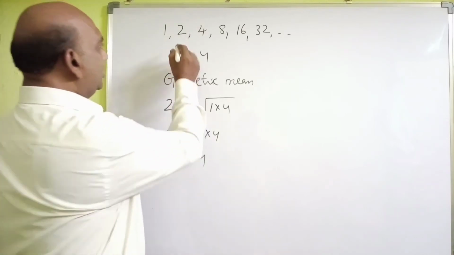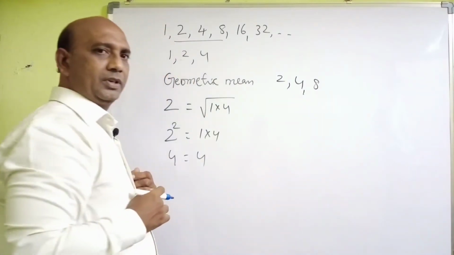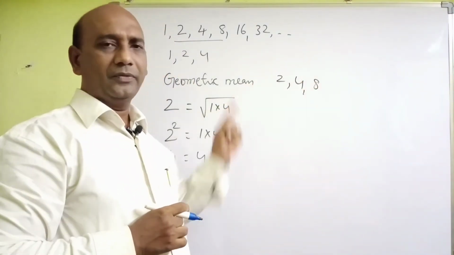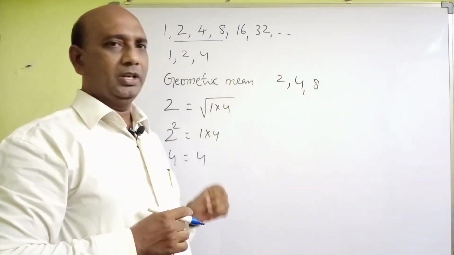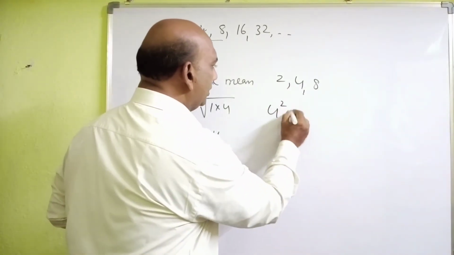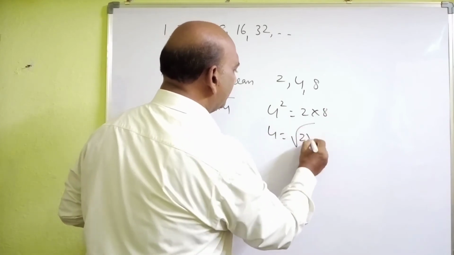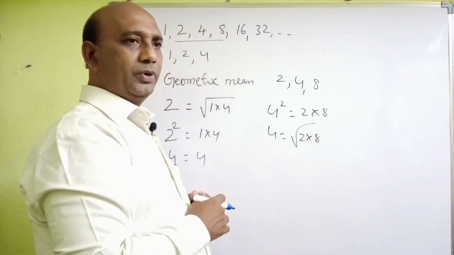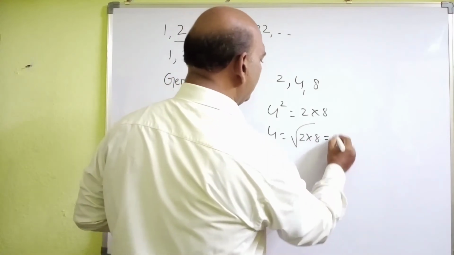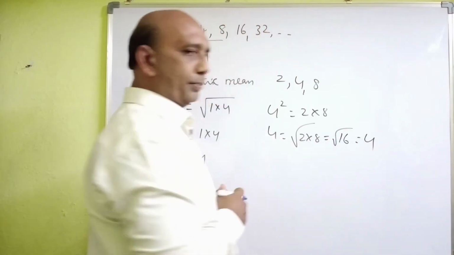If you see these three terms, 2, 4 and 8, these are three consecutive terms of this progression. So 4 is in the middle. 4 is called the geometric mean. So 4 square is equal to 2 into 8, or 4 is equal to square root of 2 into 8. What is the square root of 2 into 8? 2 into 8 is 16, and the square root of 16 is 4.